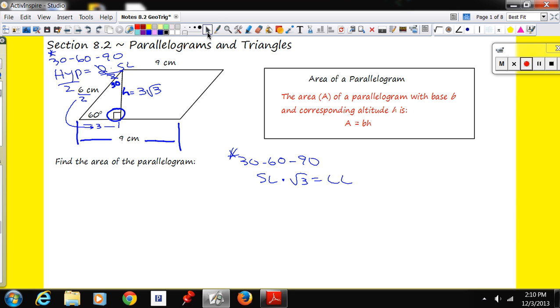Now we want to find the area of this parallelogram. We know the formula is base times height. We know my base is 9 and my height is 3 radical 3. So my area is 9 times 3 radical 3, which comes out to be 27 radical 3 square centimeters. Could we make it a decimal if we wanted to? Sure, you could always make them decimals when you want. But a lot of times your answer is going to be left with a radical. So it's okay to leave it as 27 radical 3, as long as your radical is completely reduced.